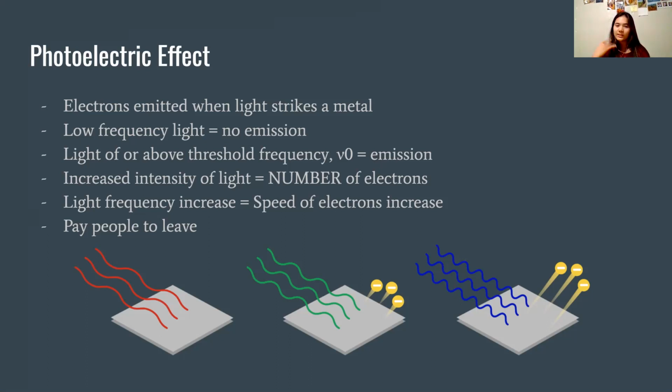If the intensity of light is increased, the number of electrons will increase. The light still has to be at or above the threshold frequency, but increased intensity means an increased number of electrons emitted. And if light frequency increases, once you're above the threshold frequency, as you keep increasing the frequency of the light hitting the plate, the speed of the electrons emitted will increase.